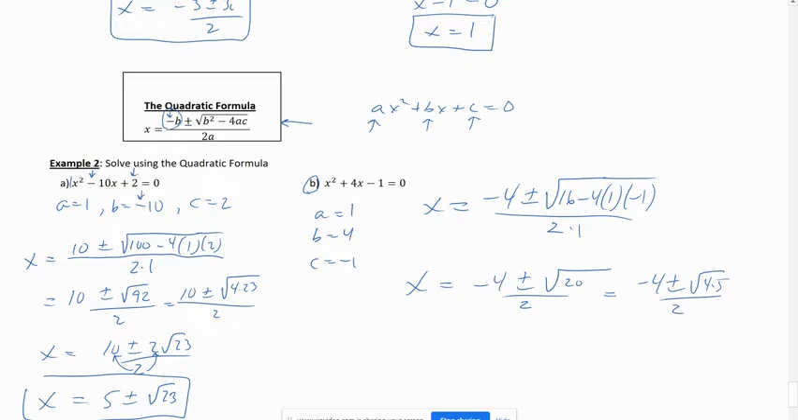I wrote it that way because we're looking for a perfect square that goes into 20, which is 4. So now we have x equals negative 4 plus and minus 2 root 5 over 2. Since 2 divides into both of these, we can go ahead and do that and get negative 2 plus and minus root 5.